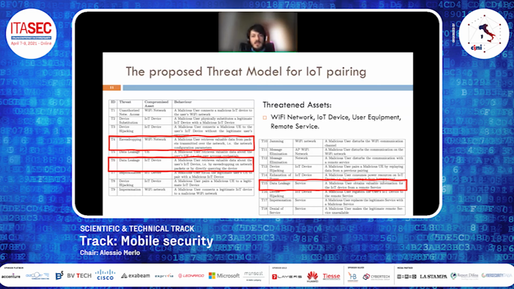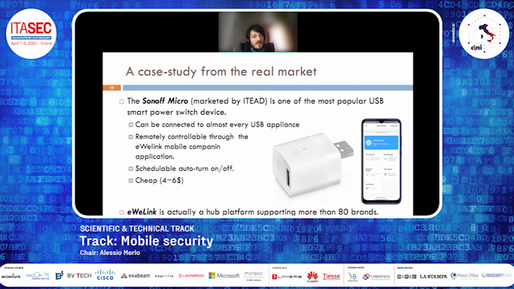T4 is an eavesdropping threat by which a malicious user could retrieve valuable data from a network sniff. T6 and T15 are 2 data leakage threats by which a malicious attacker could retrieve data from a vulnerable device in T6 and from a remote service in T15. Now let's see a concrete implementation of these threats in our case study.